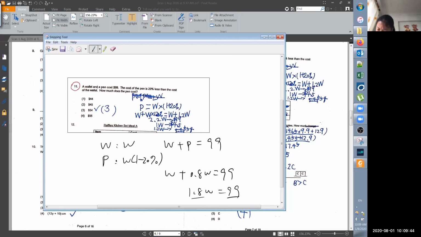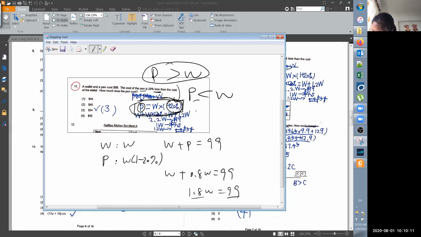Okay, I don't understand why you have 1 plus here, because you know, right? How can the pen... okay, if you form this equation, you are saying the pen is more expensive than the wallet, but the question says the pen costs less. So the question clearly says the pen is actually smaller than W in terms of price. Then how can you form such an equation? How can you 1 plus? It totally doesn't make sense to me. Am I right? Hello? Am I right?